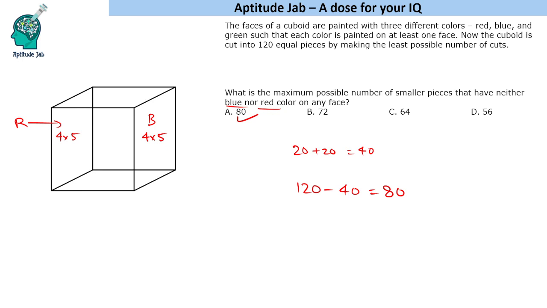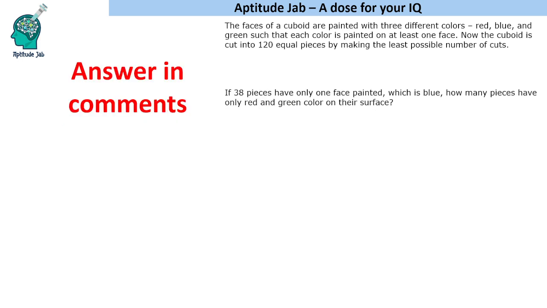Okay. So here's a question for you as a homework. If 38 pieces have only one face painted, which is blue, so that means these are on the center of faces. Okay, I've given you the hint also. These are on the center of faces. How many pieces have only green and red color on their surface? So try attempting this question and answer in the comments of this video.